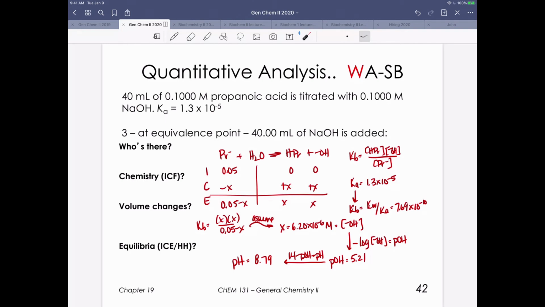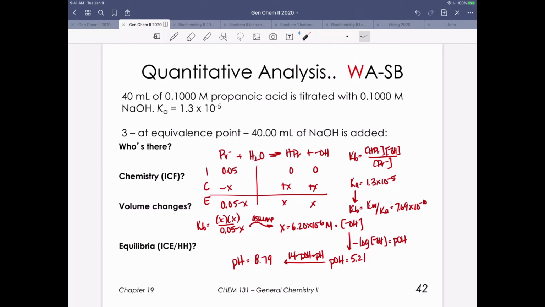Remember, you could have gone around the block the other way and converted hydroxide concentration to H3O plus and then taken the negative log of that to get to pH. Those will both work. Remember those around-the-block calculations that we did in our last chapter. We get to the answer of 8.79, a pH greater than 7 for a weak acid, strong base titration.